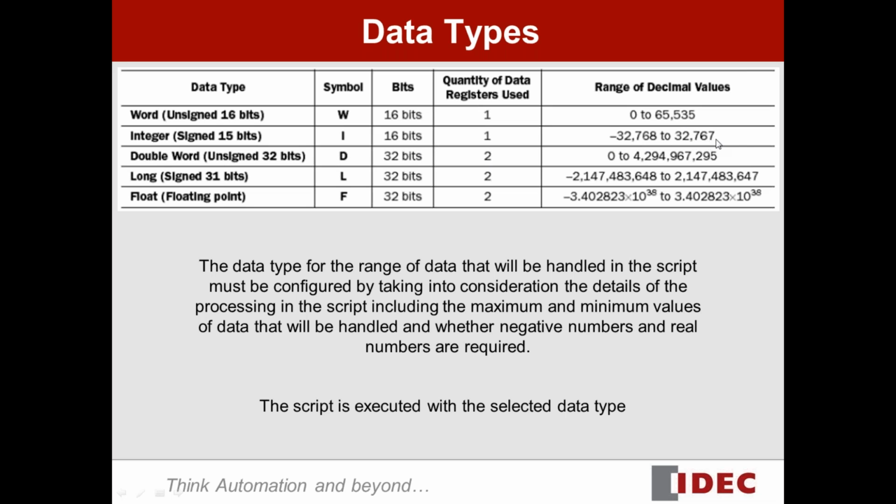Double words are unsigned 32-bit words, so they can go from 0 to 4,294,967,295. And then long words are signed 32-bit words. They could go from negative 2.1 billion to positive 2.1 billion. And then floats are real numbers with a decimal point, and they could go from negative 3.4 times 10 to the 38th power to positive 3.4 times 10 to the 38th power.